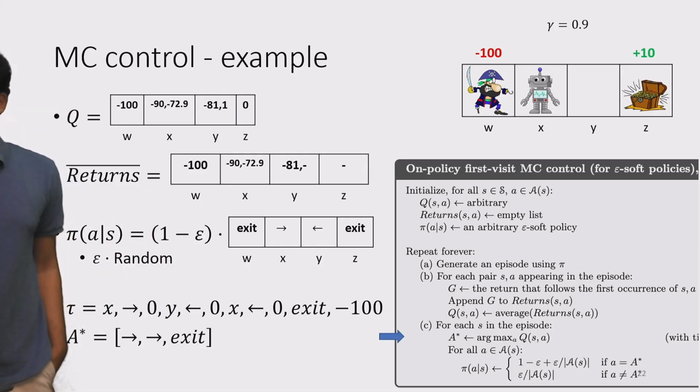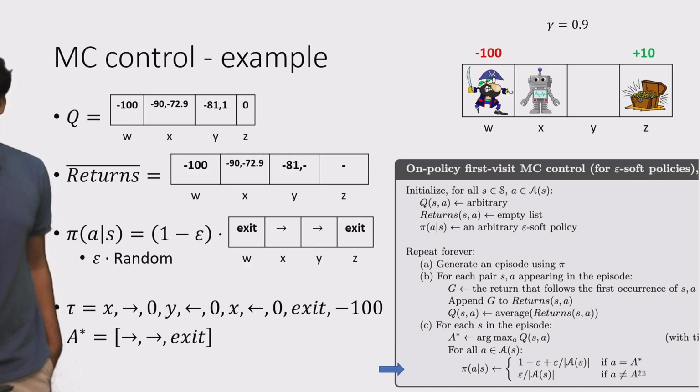Now we update the policy. Again, based on the updated Q values, we see which are the best actions in each state. In X, it's left. In Y, it's also left. And then for Z, I guess it is. And look, we found the optimal policy. Yes, that's correct, that would be the optimal policy. But we don't know that yet. So we'll continue.